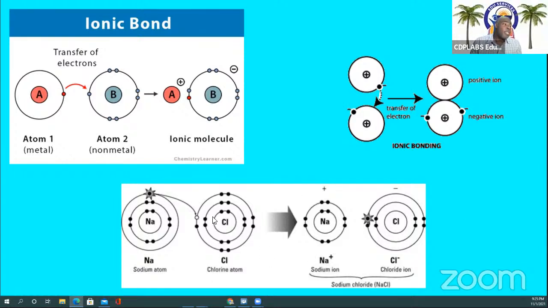All right. So that 1 electron that it has, it's going to give it up and become a positive ion. And you see the sodium ion being positive. Good. Now, before chlorine received an electron from sodium, what group is chlorine in before it received an electron from sodium? What group is chlorine in?